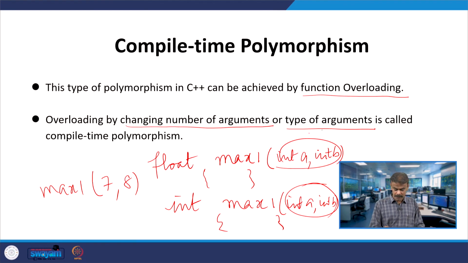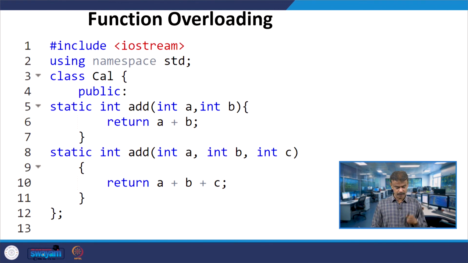So, when you use arguments, you have to be a bit careful. The arguments should be different. If in the second function I use one more argument, int c, that will work. So overloading is nothing but changing the number of arguments or the type of arguments, which is called compile time polymorphism. From the program I will explain one more time what compile time polymorphism is. Suppose you take this particular example.